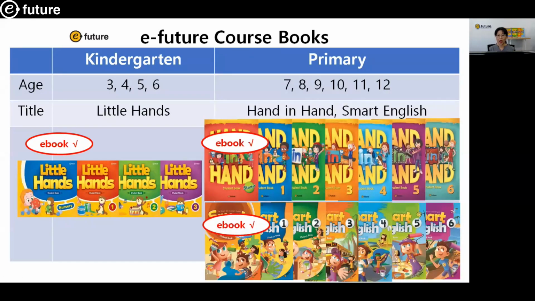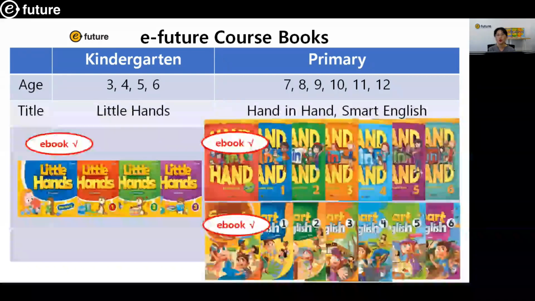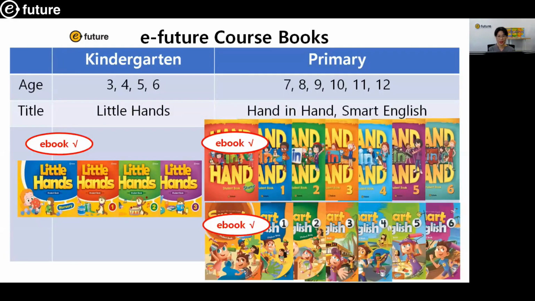Now, today I said I'll be focusing on hand-in-hand, right? But we also have ebooks for all our other course books. So we have ebooks for Little Hands, hand-in-hand, and Smart English. So if you are using Little Hands or Smart English, you can also use ebooks. It's not only hand-in-hand, but today's focus is on hand-in-hand. I know some of you are using Smart English, right? Yes, okay, that's good.